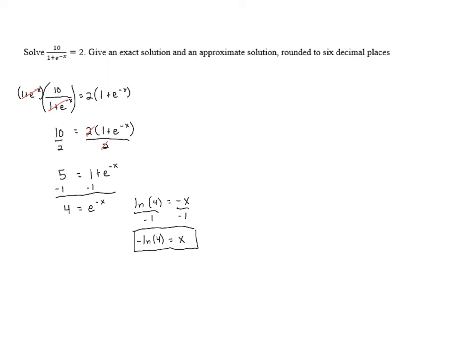If we want to get an approximate answer, we can use a scientific calculator. And we end up with x equals approximately negative 1.3862946, etc. And we remember that we need 6 decimal places, so that's going to be the 4, which doesn't get rounded any higher because it's followed by 3. So our approximate value is negative 1.386294.